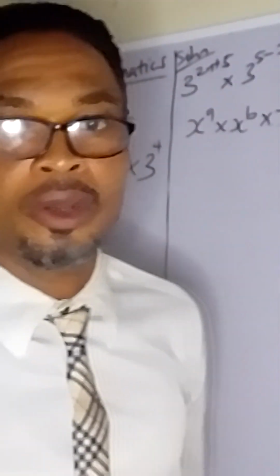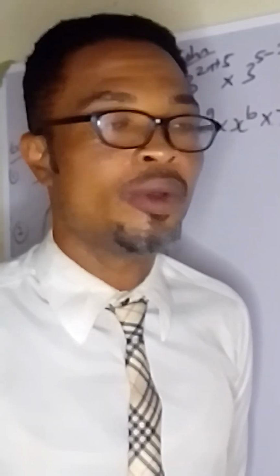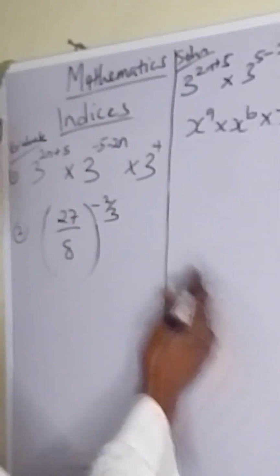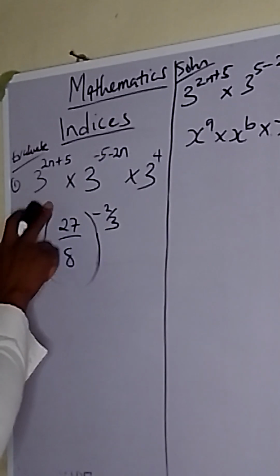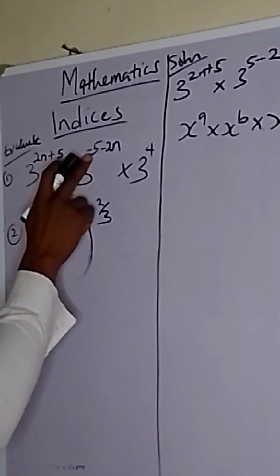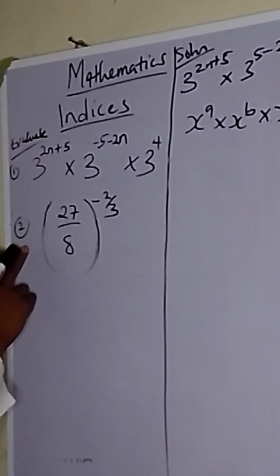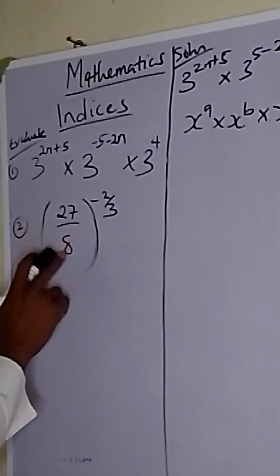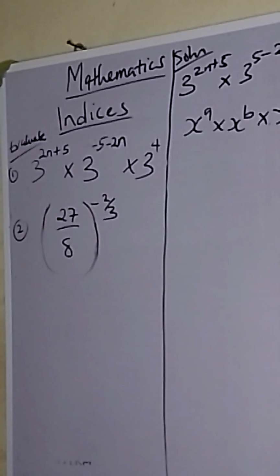Okay, we are continuing from where we stopped in the previous class in mathematics, still on indices. Now we have some problems on the board that we want to look at. We want to use indices to evaluate 3 raised to the power 2n plus 5 times 3 raised to the power minus 5 minus 2n times 3 raised to the power 4. And the second one we have 27 over 8 all raised to the power minus 2 over 3. So we take them one by one.